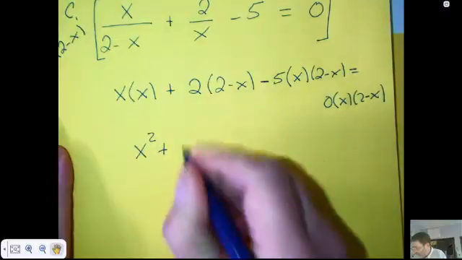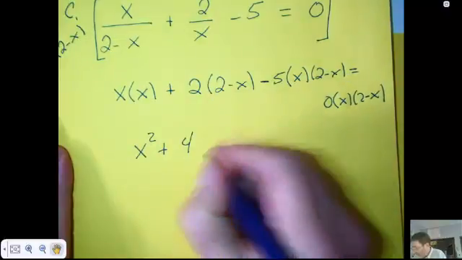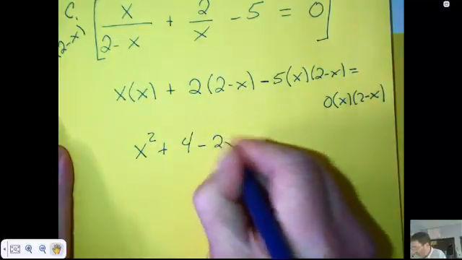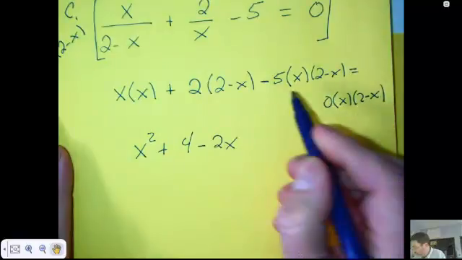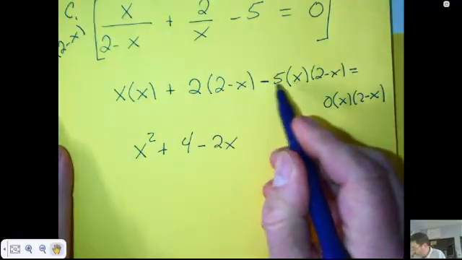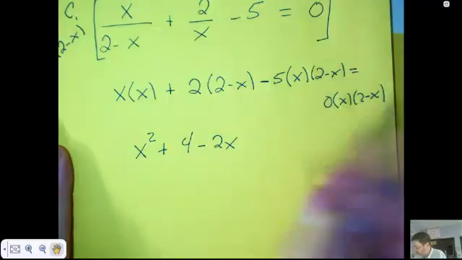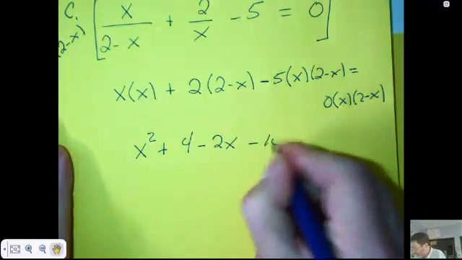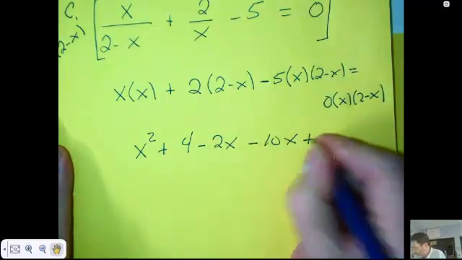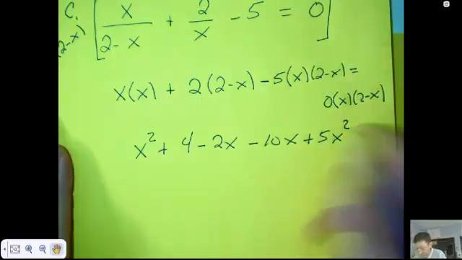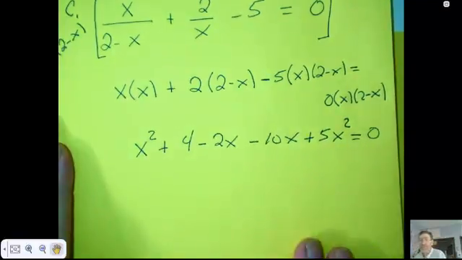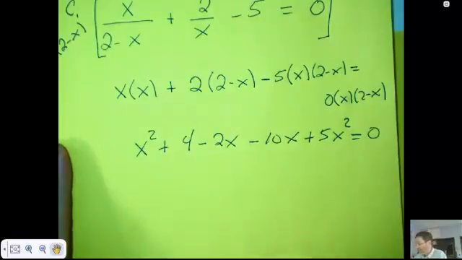Distribute the 2 through: 4 minus 2x. Distribute this negative 5x through, right? So it's minus 10x plus 5x squared equals, and you're right, that's going to be 0. I didn't have minus 2x. I did. I had minus 5x and plus 5x. Thanks, Taylor. Yep. We needed to know that.